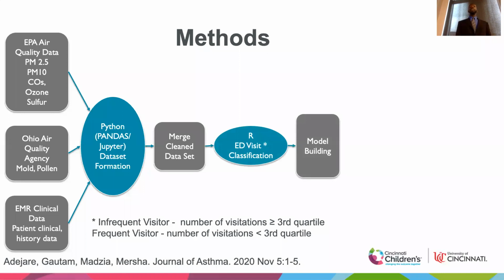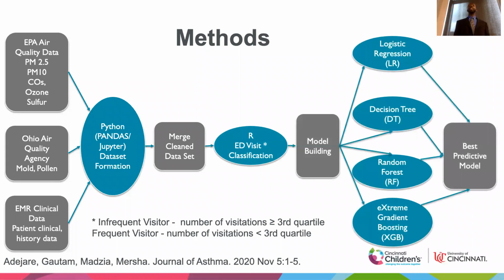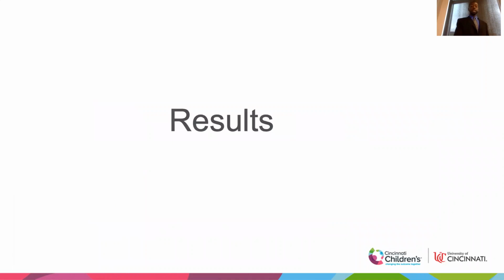We then used the classification that we had mentioned, frequent and infrequent visitor, and built machine learning models such as logistic regression, decision tree, random forest, and extreme gradient boosting. Using all of these different machine learning techniques, we looked to see what was the best model and then looked to see what covariates we obtained from that model. So now let's look into the results.